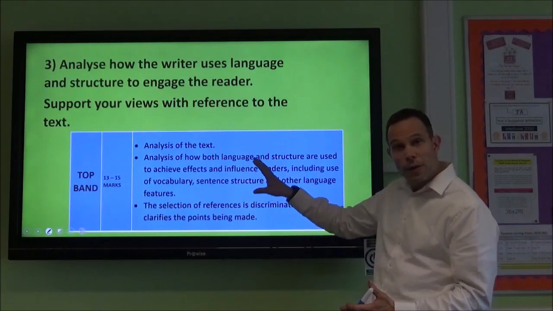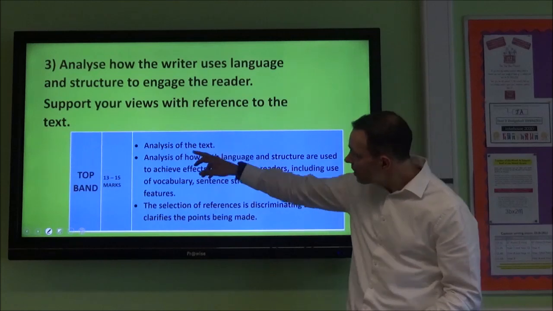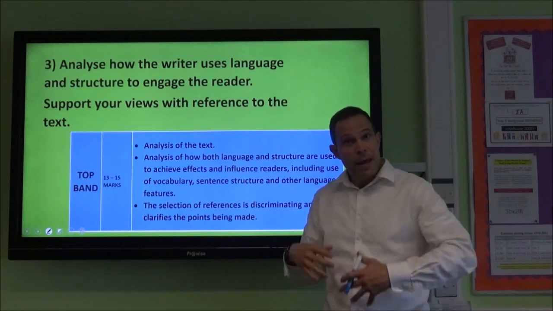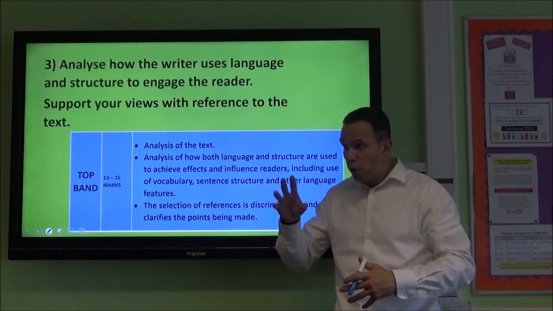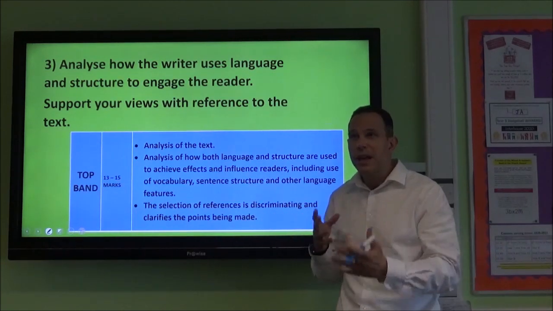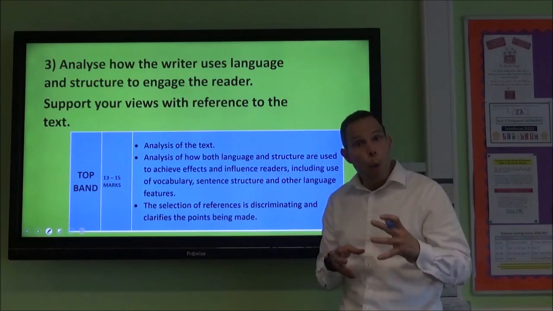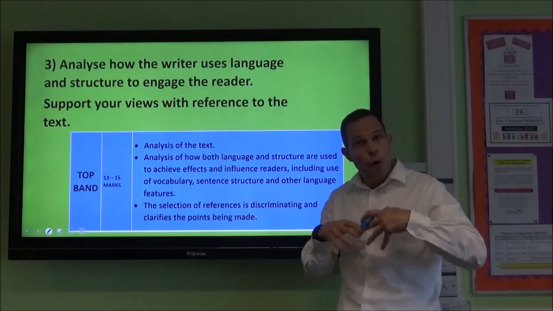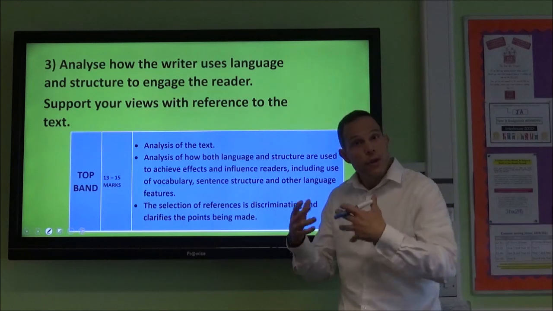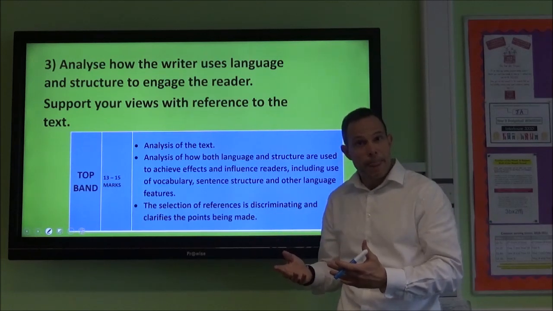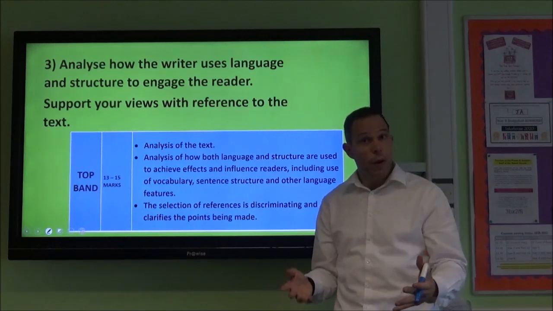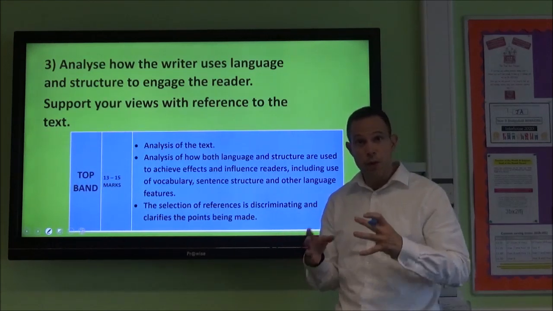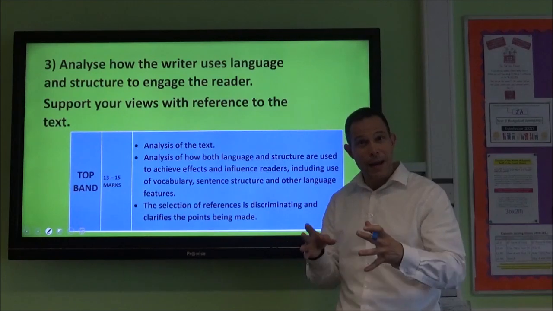And here we've got the top band criteria. Notice that word analysis. That means I don't just want to be saying what the meaning of a word or a structural technique is, but I want to be saying how or why that word choice or that structural feature generates that meaning. Now, I appreciate at the moment I've given you all talk, no action, all sizzle, no steak, as my old dad would say. So what we'll do now is channel a bit of this theory into practice.